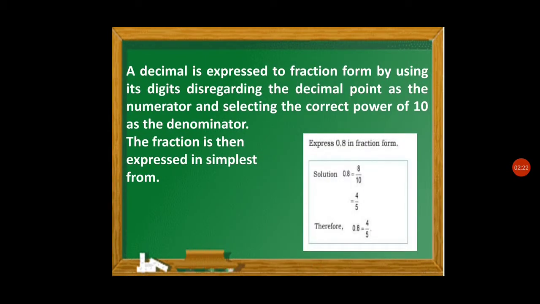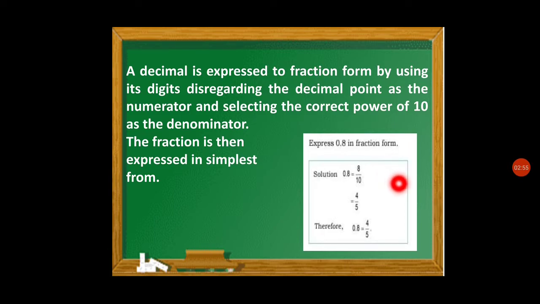A decimal is expressed to fraction form by using its digits, disregarding the decimal point, as the numerator and selecting the correct power of 10 as the denominator. The fraction is then expressed in simplest form. Express 0.8 in fraction form. Our solution is 0.8 is equal to 8/10, because 0.8 is written as 8/10 because the decimal place is tenths.